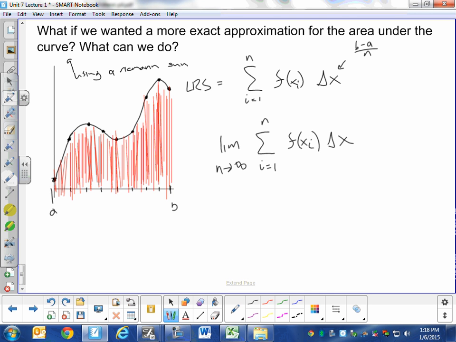Now, what happens to delta x as n approaches infinity? Exactly, as n gets really, really big, (b minus a) over n approaches 0. We will have rectangles that are infinitely skinny. Well, since that approaches 0, can we say the area is equal to 0? No, because it still has some value. That's the beautiful thing about a limit.